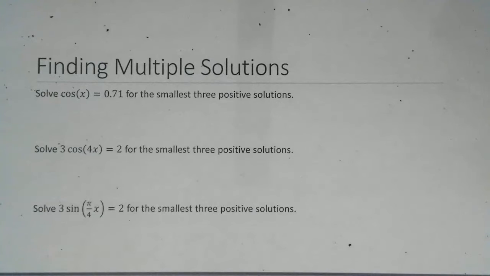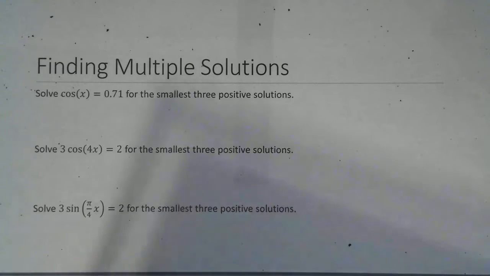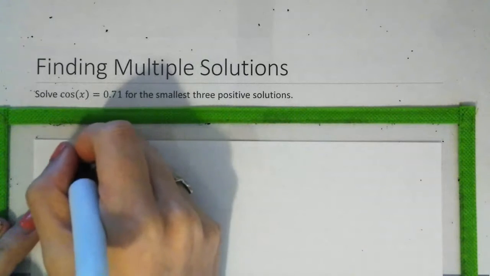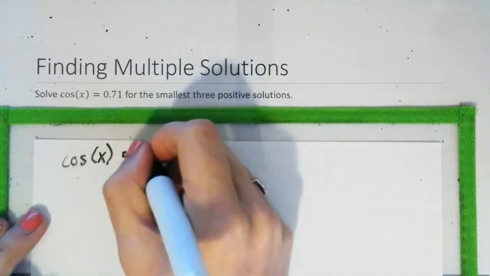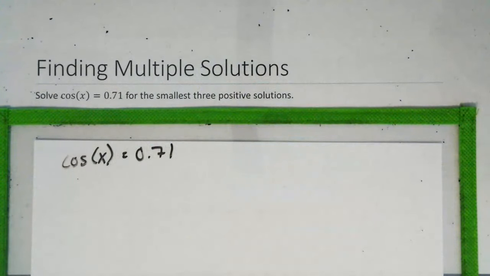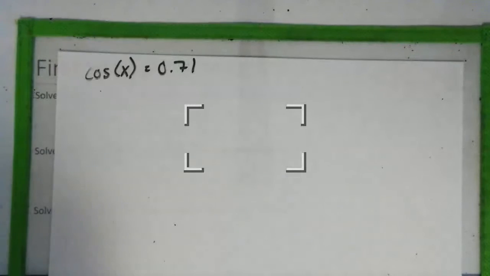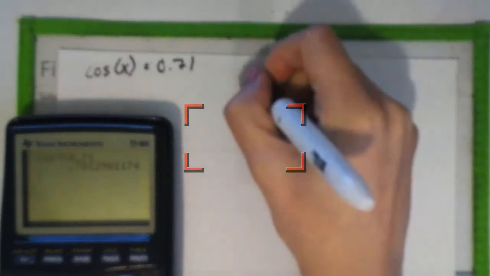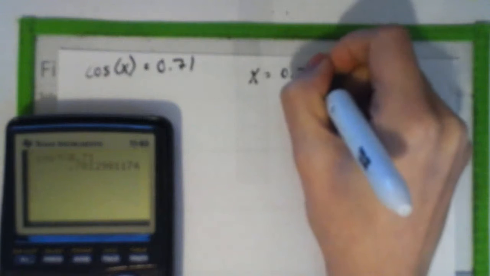Now we're going to find multiple solutions. We're going to solve the cosine of x equals 0.71 for the smallest three positive solutions. I'm going to pull out a separate sheet of paper just so I know I have room. The cosine of x is equal to 0.71. Well, right now I'm in radians, so I'm going to stick with radians. So if I do the inverse cosine of 0.71, I get that x can be equal to 0.78.